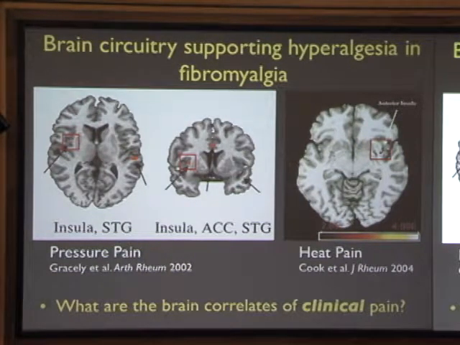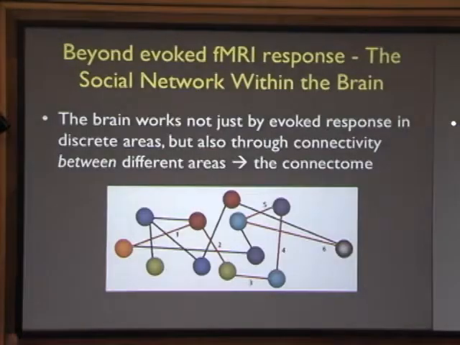Now the question is what are actually the brain correlates of the clinical pain? Hyperalgesia is a very important phenomenon in these chronic pain patients, but what are the brain correlates of their actual clinical pain? This is something that is very difficult to study with conventional, traditional neuroimaging methods. And so a lot of neuroimagers are trying to approach this question and trying to get at what are the brain regions that are actually supporting the clinical pain.